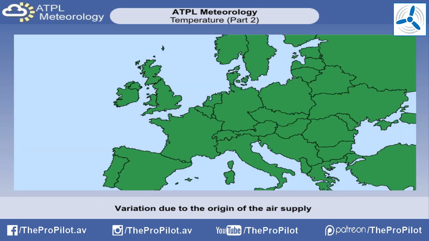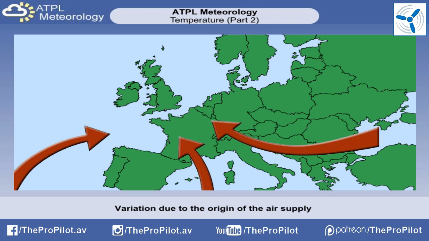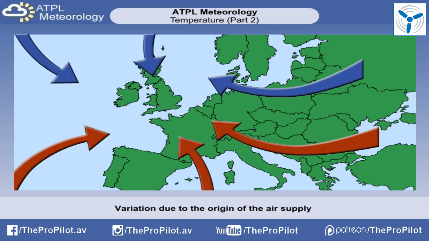The origin of the air mass is an important factor when considering temperature. When air is static over a region for a period of time, it gathers the properties of the underlying surface. We look at this in detail later on in the air mass lesson. But it is enough to say at this point that air coming from tropical areas will raise the temperature, whereas air coming from polar areas will lower the temperature.